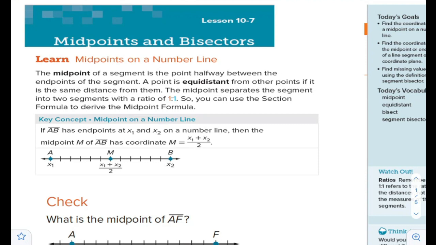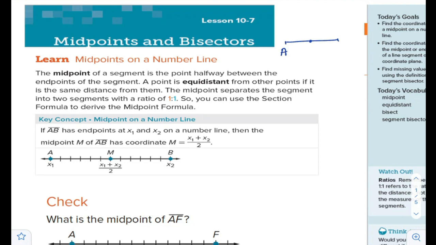Let's learn about midpoints on a number line. What is the midpoint? The midpoint of a segment is the point halfway between the endpoints of the segment. So if you have a segment and there is a point exactly at the middle, halfway, it is called the midpoint.